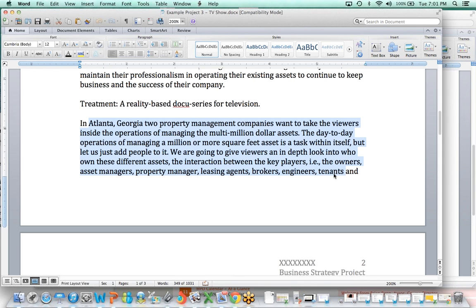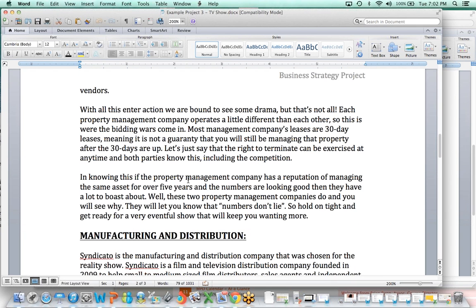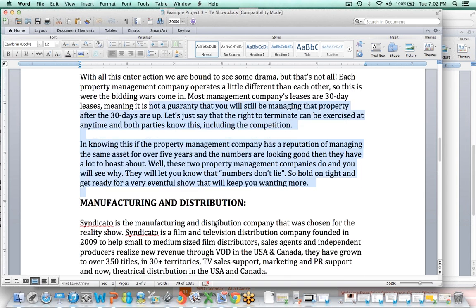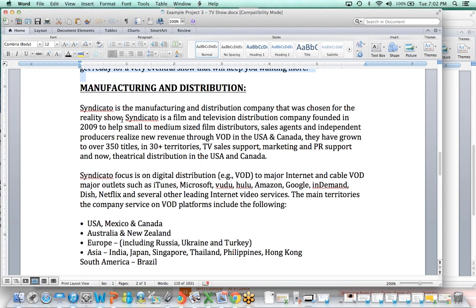And actually, I remember this now. This was actually a pretty cool idea for a show. It's kind of funny because it's about real estate, and you don't really think about real estate being a subject for a TV show. But the way that the student lays it out, it's actually pretty interesting. But we won't go into the content here. But basically, you just explain what the show is about, manufacturing and distribution.